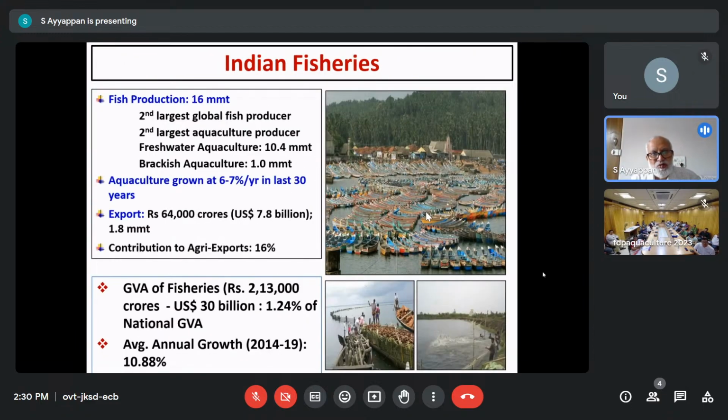Now this must have been spoken of. The second largest aquaculture producer, and growth about 6 to 7%. The very recent figures of export: we are exporting something like 1.8 million tons of fish and fisheries products. That is, we produce 16 million tons and we export 1.8. That means nearly 12%, and the export value is very high, 64,000 crores. It is more than basmati rice. So that is the competitiveness and the strength of the fisheries sector when it comes to global trade.